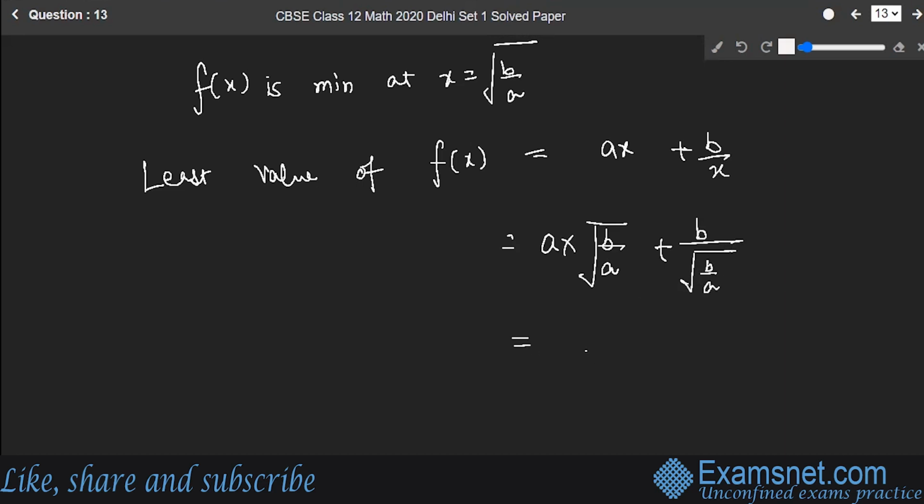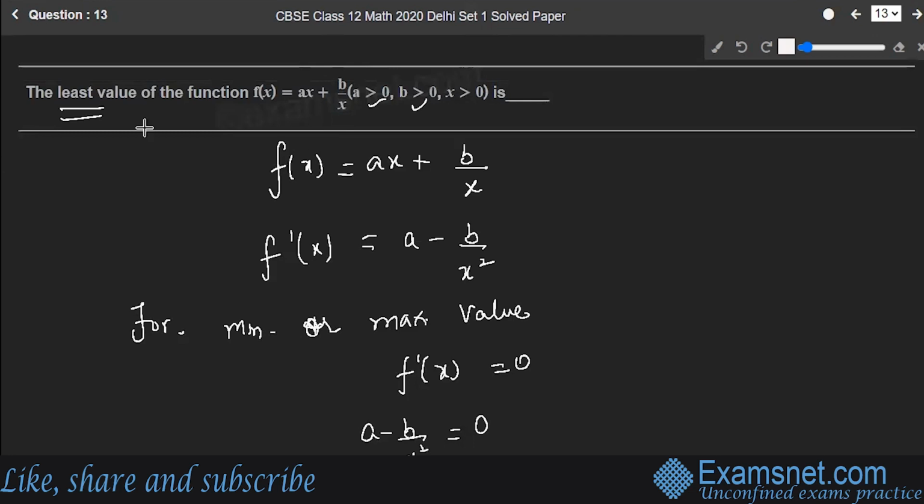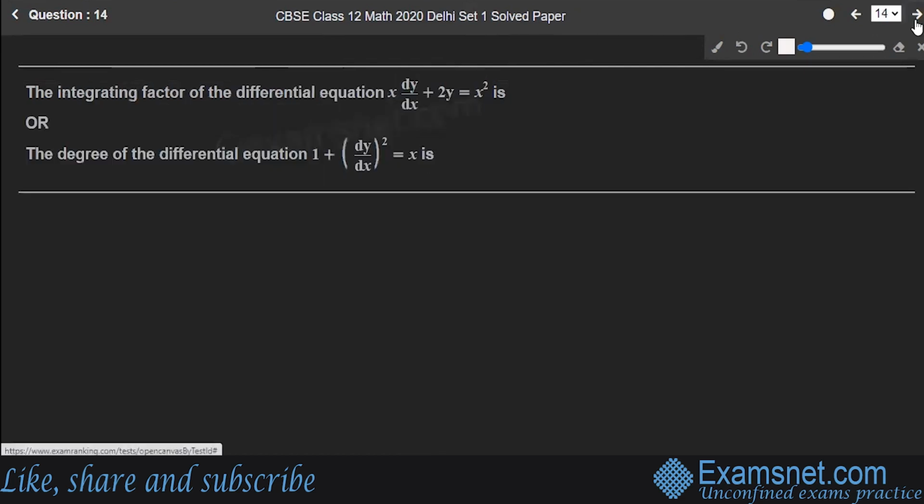That is equal to, here you can say, √a·√b + b·√a/√b, which will be equal to √a·√b + √a·√b, or twice √(ab). So this is the answer to the question. The least value of this function is 2√(ab). Hope you got that. Next is question number 14.